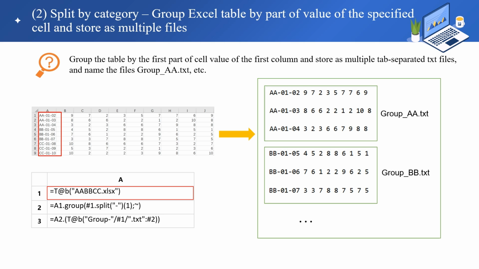Use the T function to read the Excel table as a table sequence. Because there is no header in this file, the @b option is added. Then use the group function to group the data. The grouping condition here is category, so we need to use the split function to split these strings by hyphen and take the corresponding category. After grouping, use T@b again to write the group data respectively to files such as group_AA.txt and group_BB.txt. In the code, #1 and #2 represent column numbers.